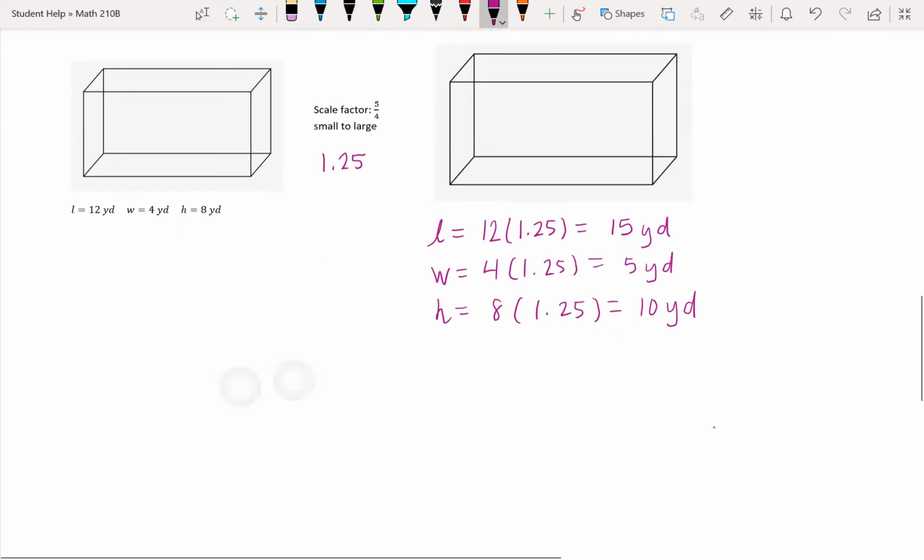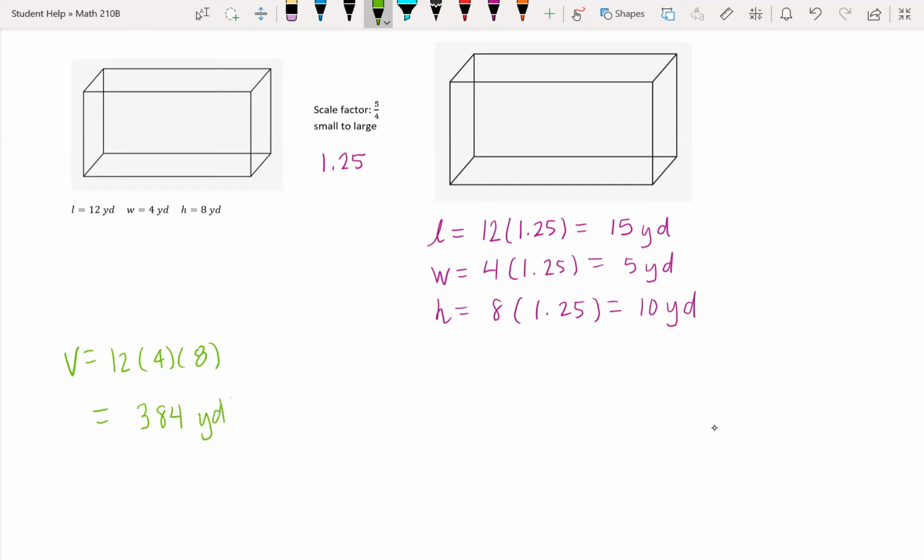All right, now I'll calculate the volume for each of these. The volume over here is 12 by 4 by 8, which is 384 yards cubed. The volume over here is 15 by 5 by 10, which is 750 yards cubed.